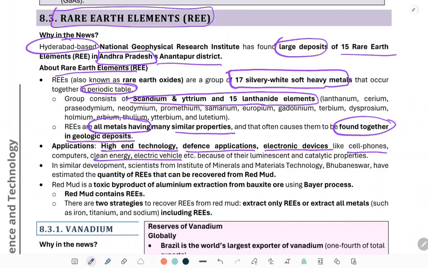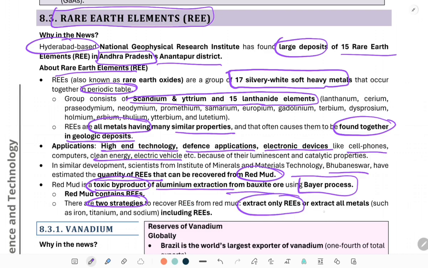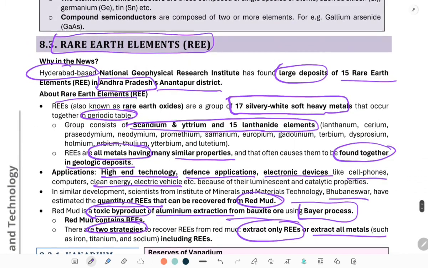In a similar development, scientists from the Institute of Minerals and Materials Technology, Bhubaneswar, have estimated the quantity of rare earth elements that can be recovered from red mud. Red mud is a toxic byproduct of aluminium extraction from bauxite ore using the Bayer process. Red mud contains rare earth elements. There are two strategies to recover the rare earth elements from red mud: extract only REEs, or extract all metals such as iron, titanium, sodium, including REEs.